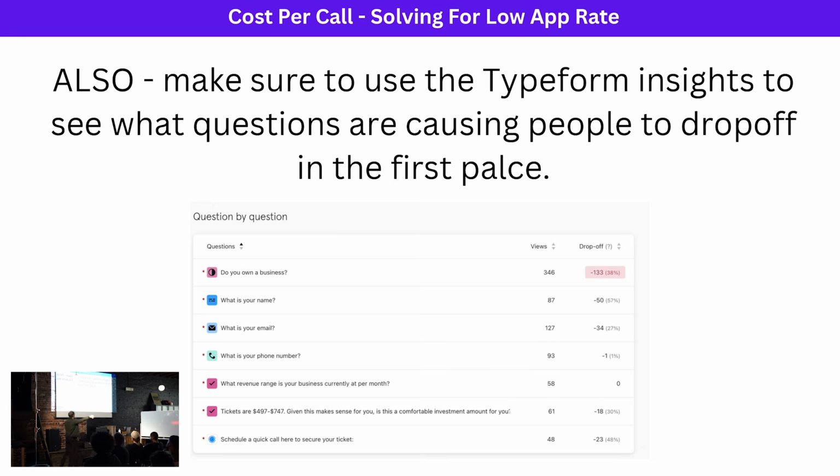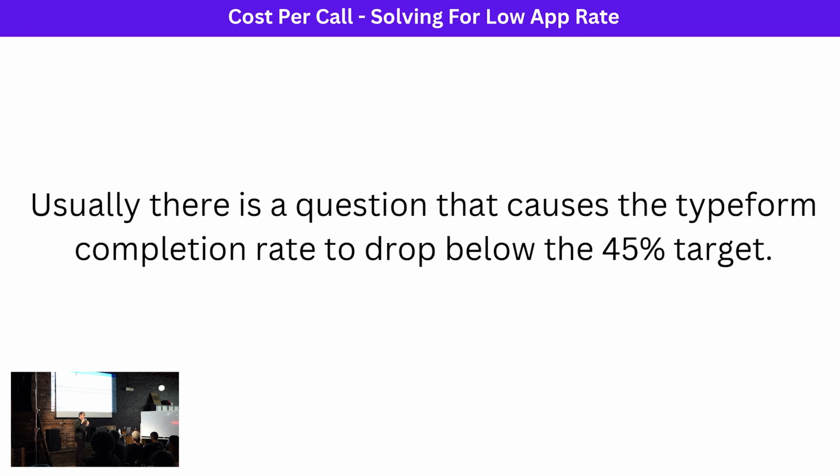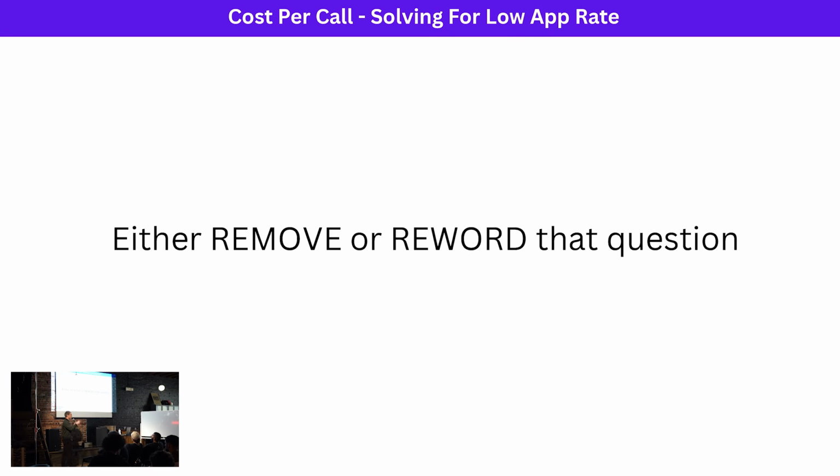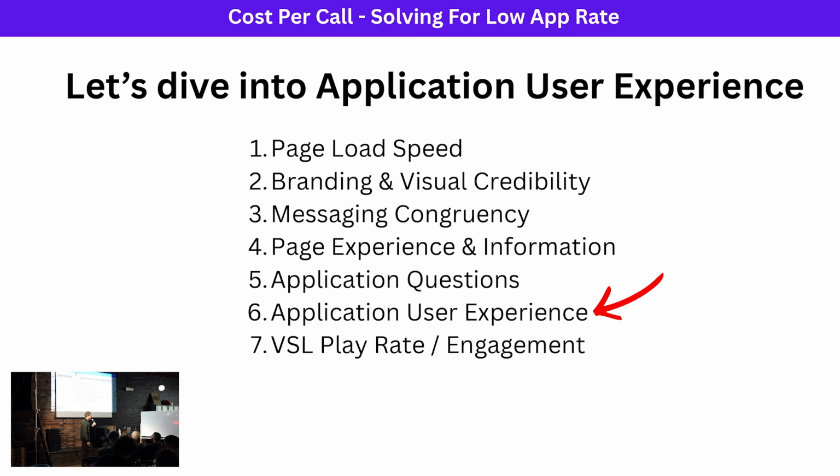Make sure that you go into Typeform if you're using it, the insights, and you can see where the drop-off is as well. And if your application rate, or your Typeform completion rate, is below 45%, there's usually 1 or 2 questions that are messing the whole thing up. So you can remove that or reword that whole question. Yeah, I think we had that on yours at one time.